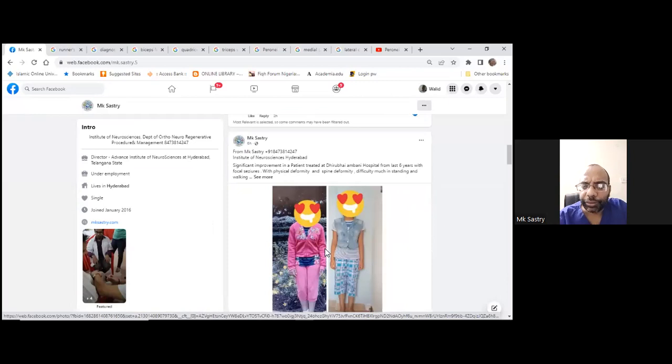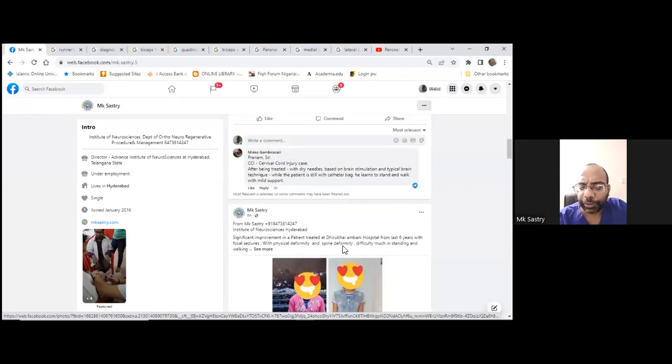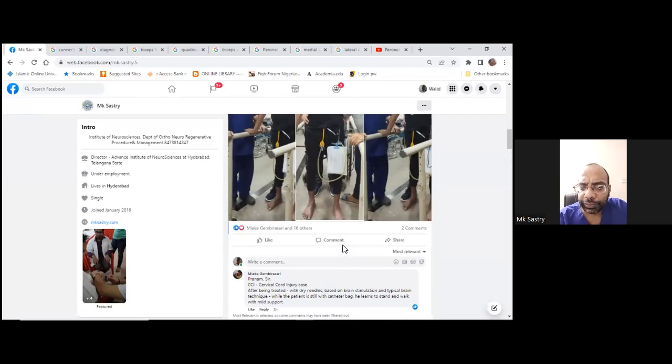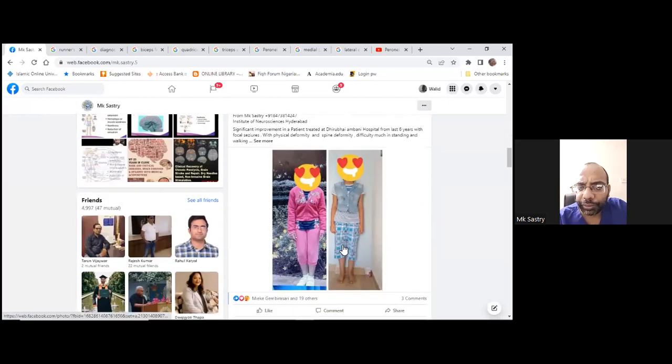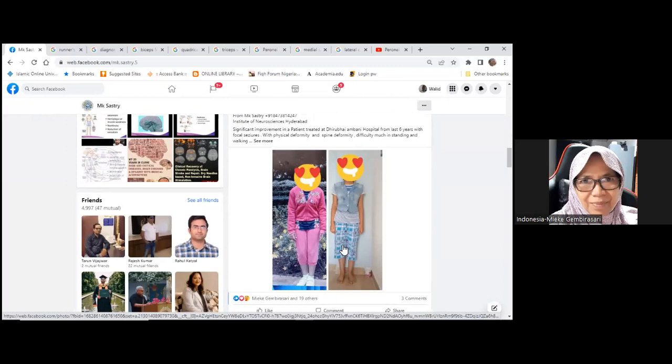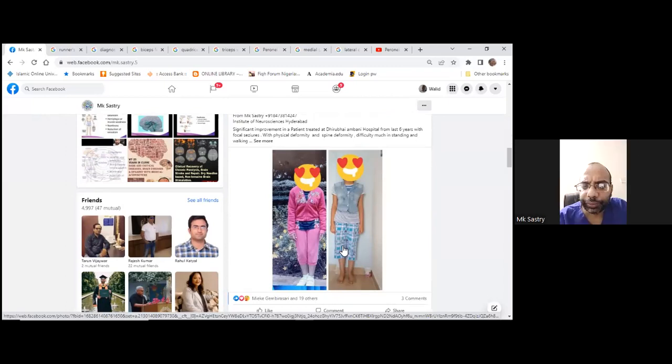So this is a girl, you can see it, she was having focal seizures, and you can see the first photo and the second photo. Within 1 month, you can see the changes which have occurred because of the needling. No extra medication was given. And this is the case of what? Focal seizure, first photo. Cervical cord injury? Yes, cervical cord injury.